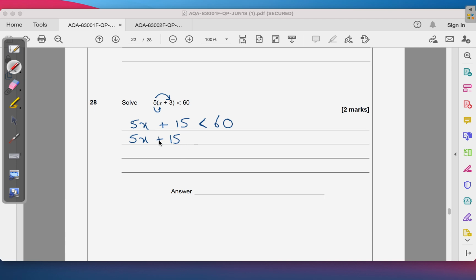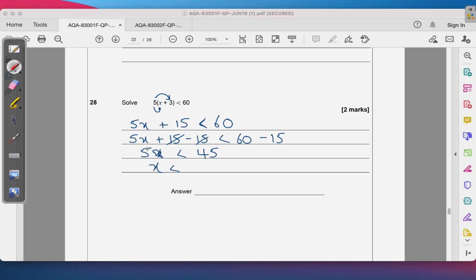So plus 15 minus 15 is less than 60 minus 15, because we're going to do the same to both sides. These 15s cancel out to 0, because 15 take 15 is 0. So that leaves us with 5x is less than 60 minus 15, which is 45. So 5 times x is less than 45. So 1 times x must be less than 45 divided by 5.